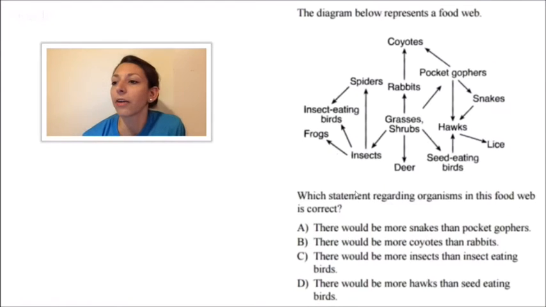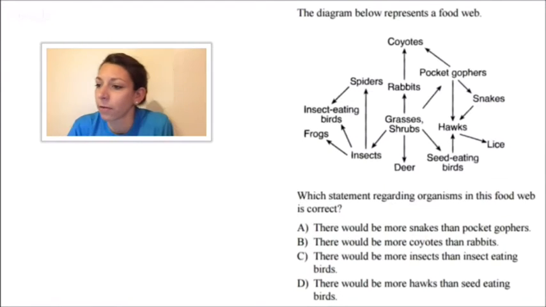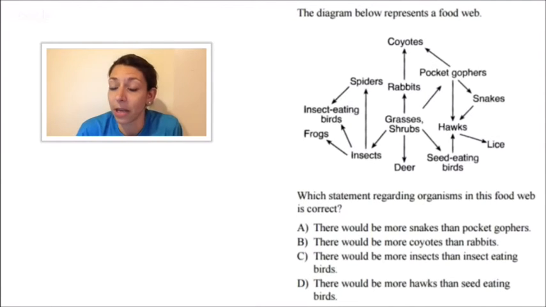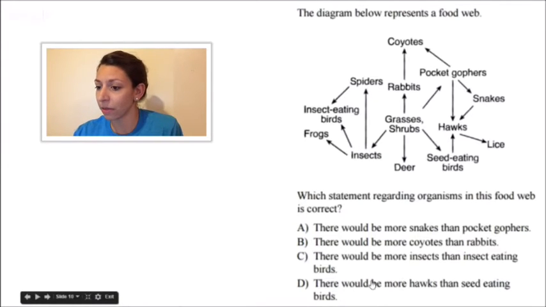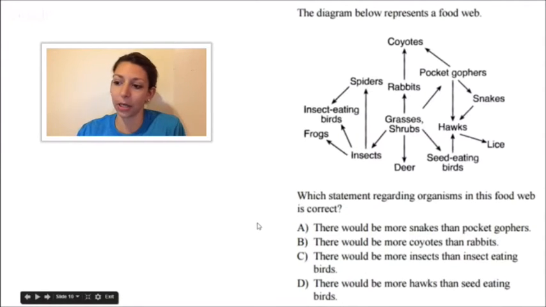Okay, the diagram below represents a food web. Very complicated food web. We've got lots of things going on. Which statement regarding organisms in this food web is correct? A, there would be more snakes than pocket gophers. B, there would be more coyotes than rabbits. C, there would be more insects than insect-eating birds. D, there would be more hawks than seed-eating birds.